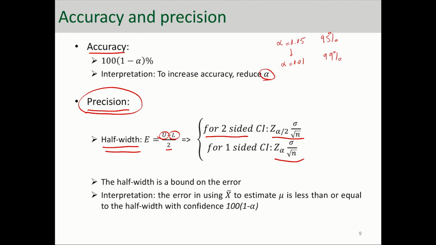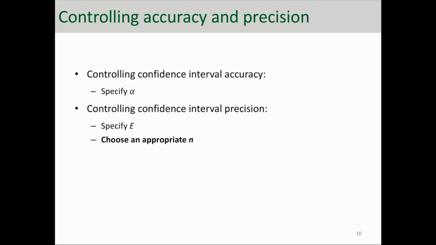Now, how do we control these two factors, accuracy and precision? Because these two factors are very important when you're constructing a confidence interval. Well, to control accuracy, we basically specify our alpha. You make a decision on whether you're going to construct a 95% confidence interval or 99% confidence interval. And that's basically controlling the accuracy right there. But how do we control the precision? Well, we control the precision by specifying a half-width.